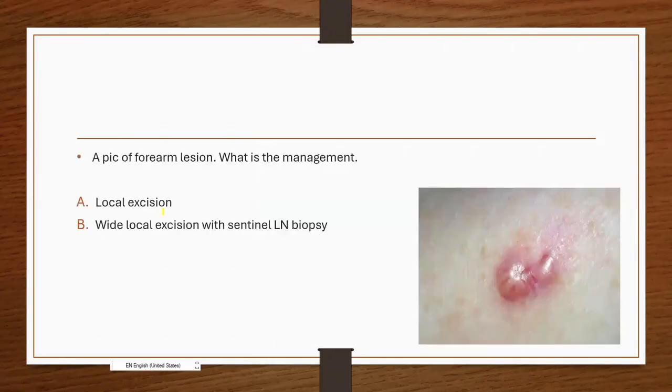Okay, next one. The picture of a forearm lesion was given. What is the management? A, local excision. B, wide local excision with sentinel lymph node biopsy. A is also wide local, but it's a local excision. B with sentinel lymph node. What do you think we should do?